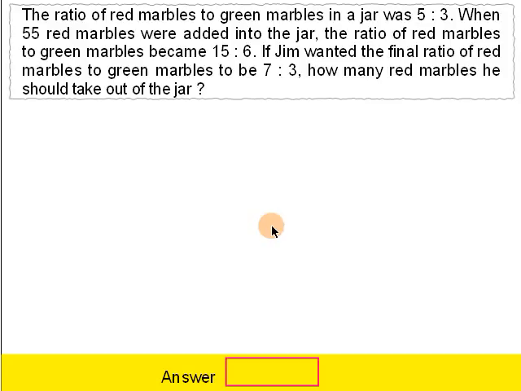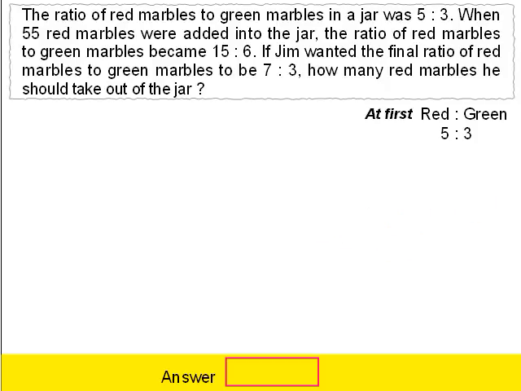Well, this question says the ratio of red marbles to green marbles in a jar was 5:3. And when 55 red marbles were added into the jar, the ratio of red marbles to green marbles became 15:6. Alright, so let's proceed on to constructing the model first. A step at a time.